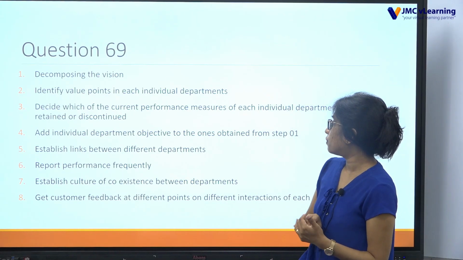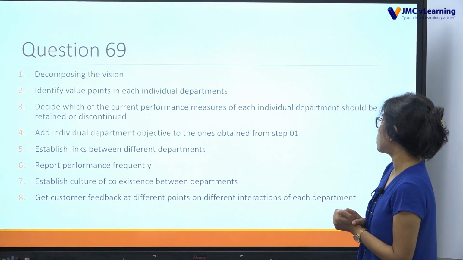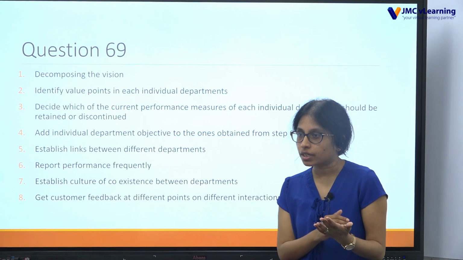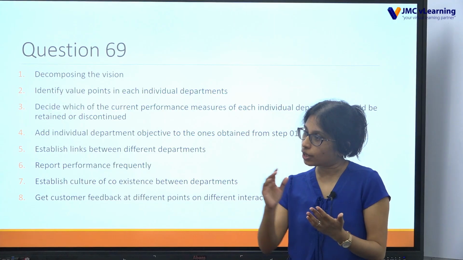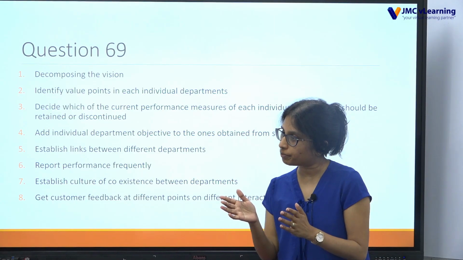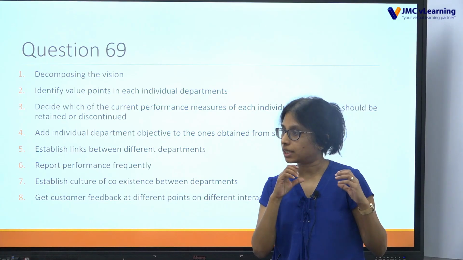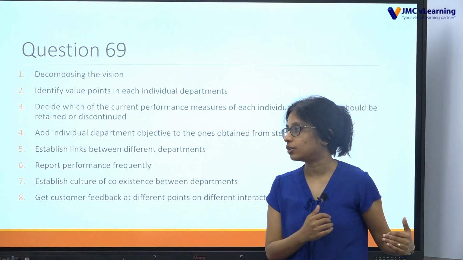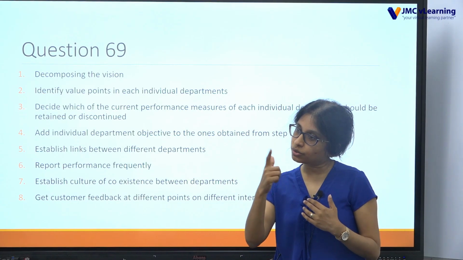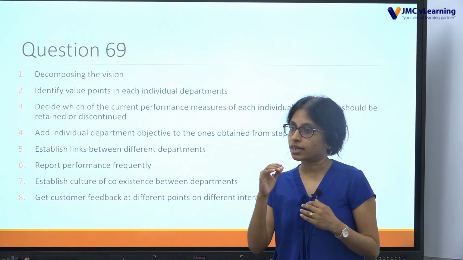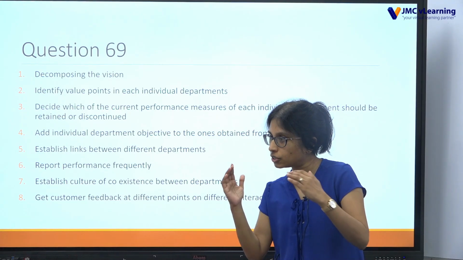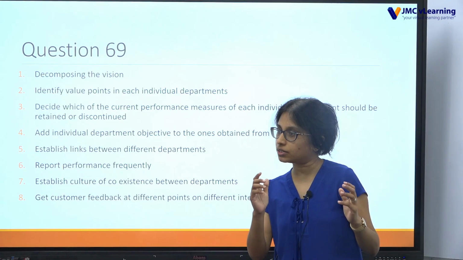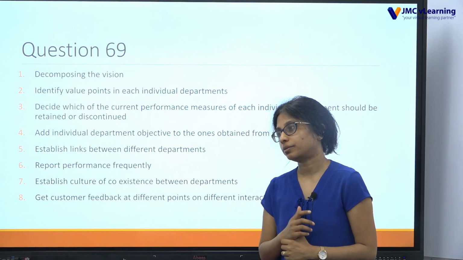Decide which of the current performance measures of each individual department should be retained or discontinued. Now you have some KPIs, no? Different people have different KPIs. Now your main strategy is what? Value creation. So some of the current KPIs will not be valid anymore. So you will have to discontinue. If you go along that, you are contradicting yourself with the main strategy. So if there are current KPIs that don't match with your strategy, you ditch them, discontinue. Those who support the strategy, you will take forward.